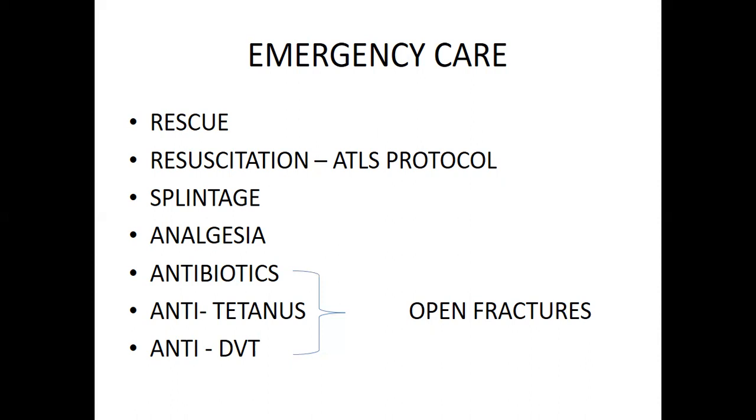Then also you have to give an anti-tetanus toxoid based on the immune status of the individual. Because he has now sustained an open fracture, tetanus organisms can be found for injuries sustained on the farm, where you have cow dung and all that. The risk of tetanus infection is high because those are the environments where you find tetanus organisms. So you also have to cover the individual on tetanus prophylaxis.